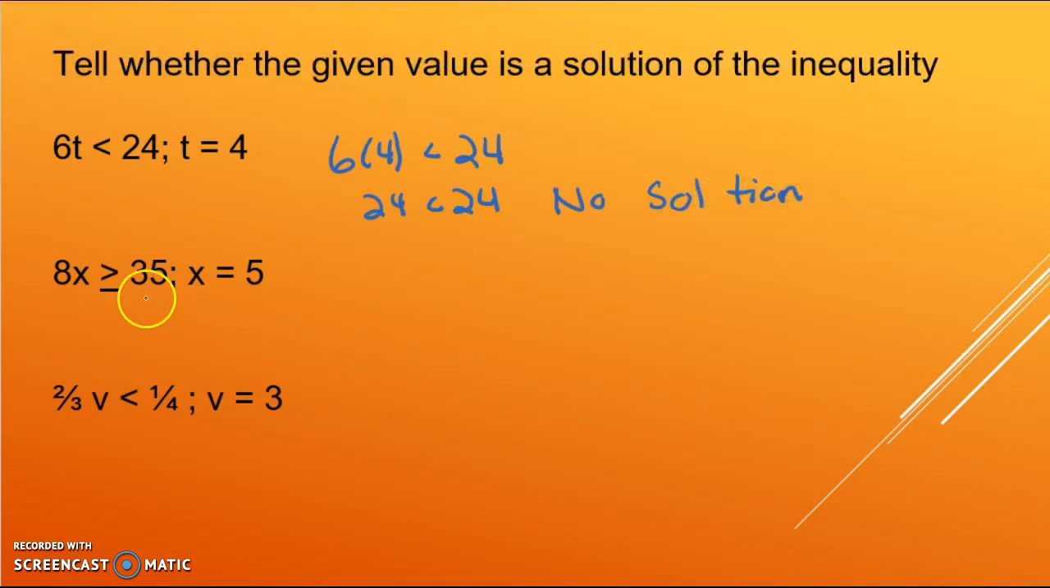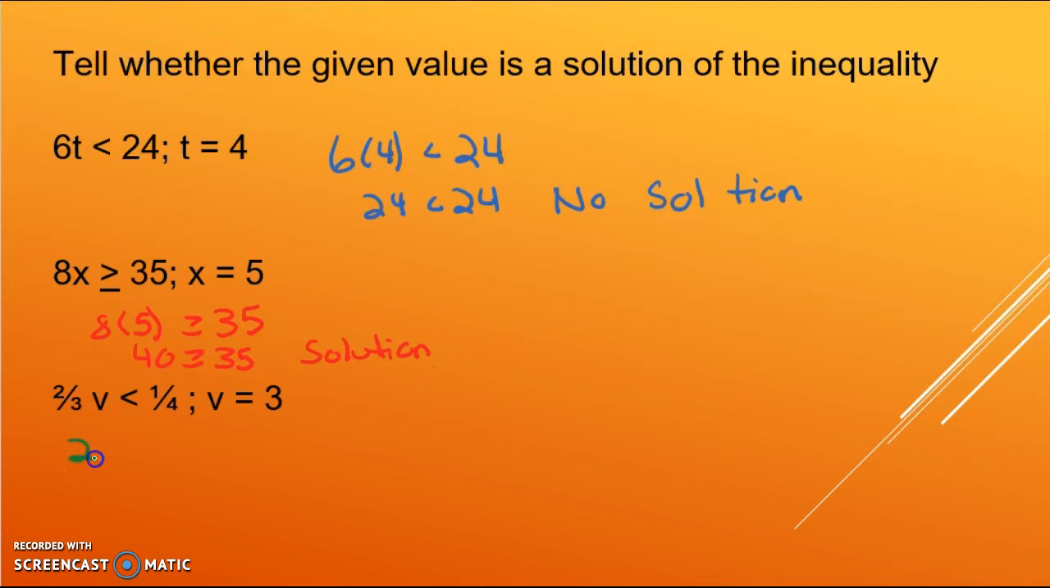Right, our next one, we have 8x is greater than or equal to 35, so we have 8 times 5 is greater than or equal to 35. So we have 40 is greater than or equal to 35. That is true. So there we would say solution.